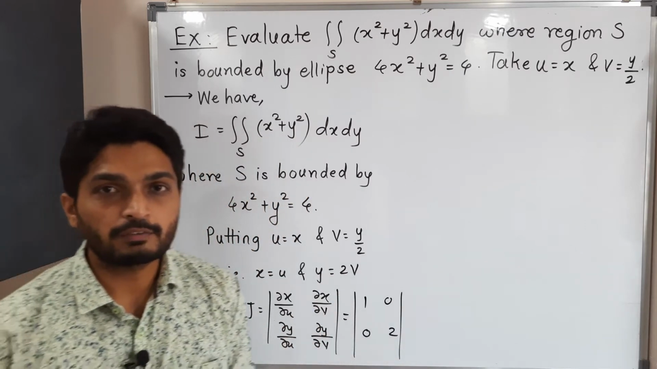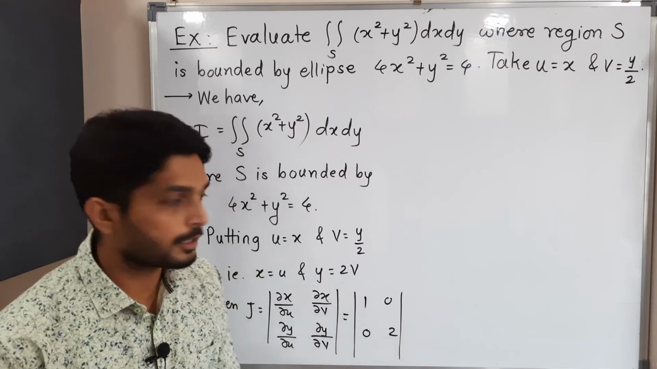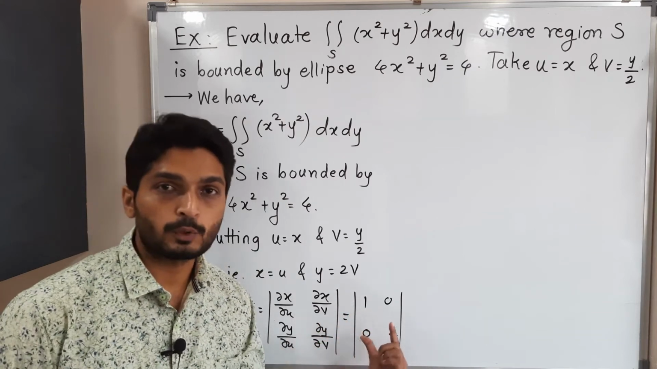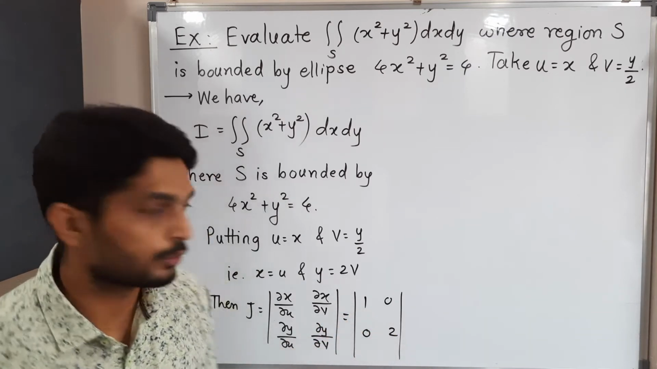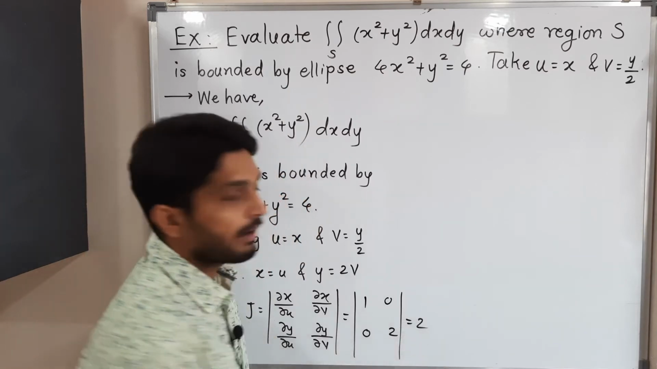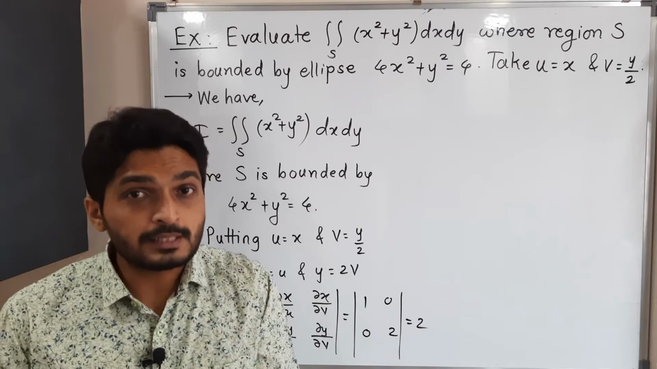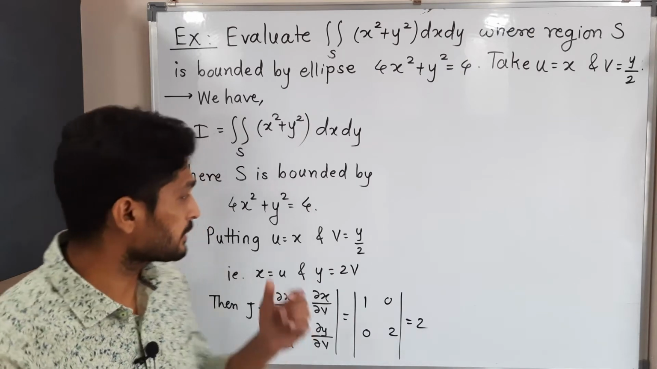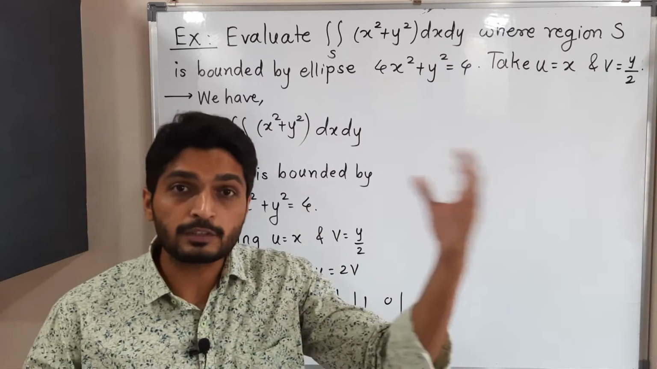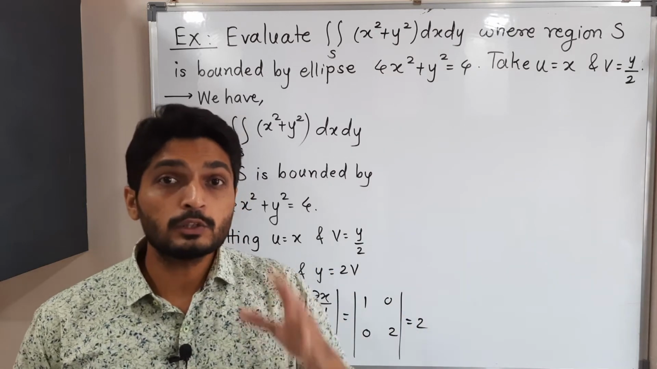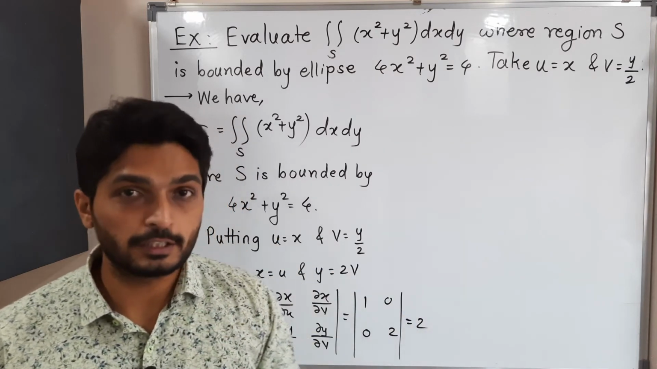If you solve this determinant, you know how to solve a determinant? Product of these two minus product of these two. So 2 minus 0, the answer is 2. So the value of the Jacobian is 2. After that, the problem is in the xy plane, but after this substitution, the problem will be shifted to the uv plane. So in the uv plane, we have to find the region of integration.